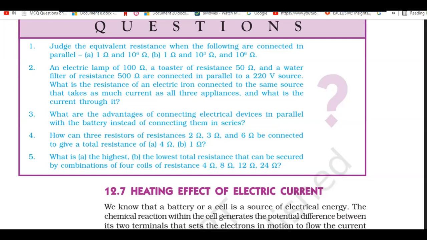The second one, right? What are you saying, beta? How much? The second question, right? No, fourth question. Fourth, okay.